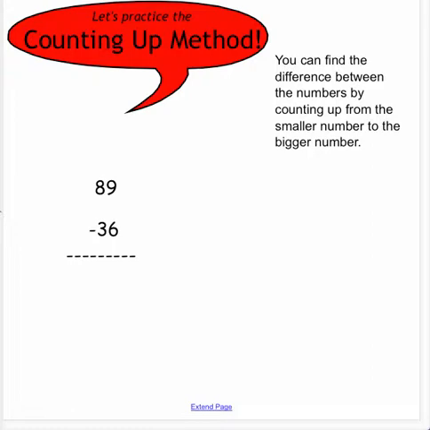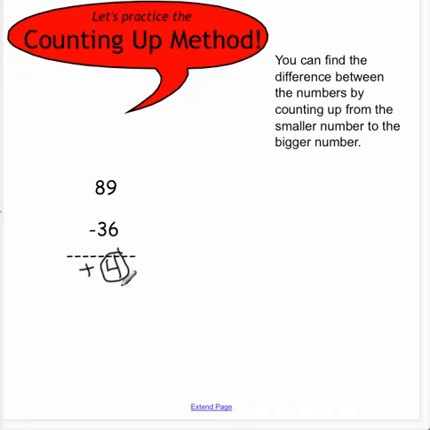I have an example of a problem down below, 89 minus 36. What I want to do is start at 36 and count my way up to 89. I want to figure out how many numbers are in between 36 and 89. I'm going to start by adding 4 to 36. Every time you add a number in the counting up method, you need to circle it. 36 plus this 4, I know there's a minus sign here, this seems strange, but remember our goal, we're counting up from 36 to get it back to 89.